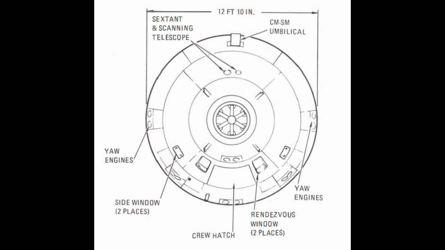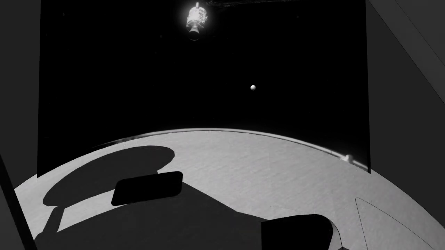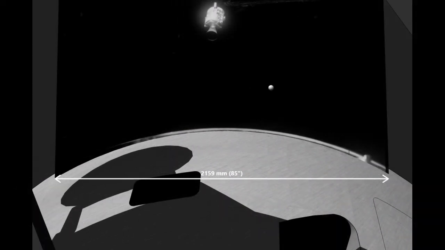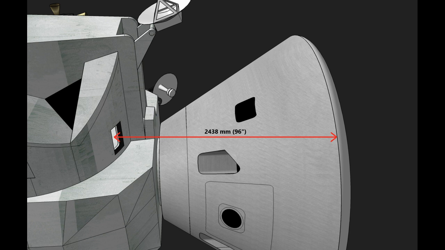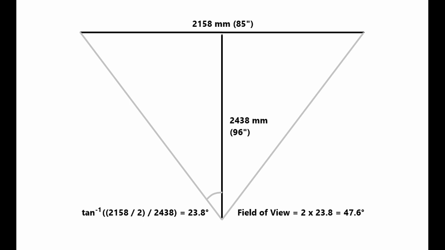The Apollo command module is 154 inches in diameter. When the visible edge of the module in the photo is lined up with the module in CAD, the chord between the ends of the arc, which occupies the width of the photo, measures 85 inches. The distance from the lunar module docking window to the outer rim of the command module is around 96 inches. From this we can calculate the FOV of the lens to be around 47.6 degrees.